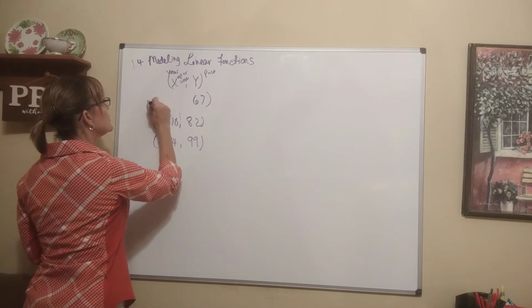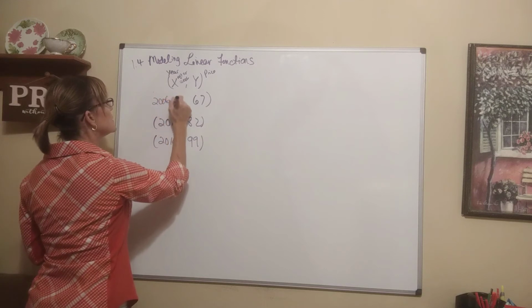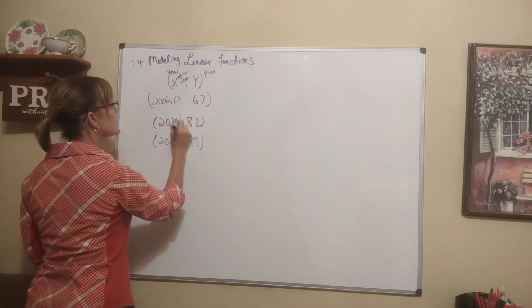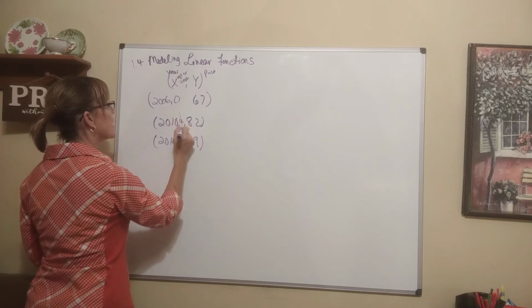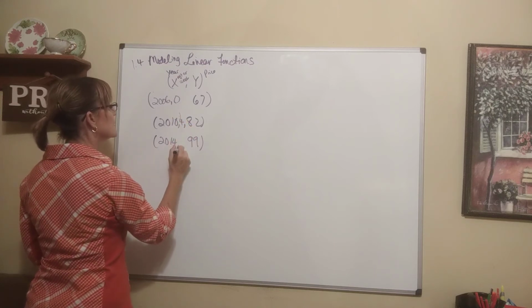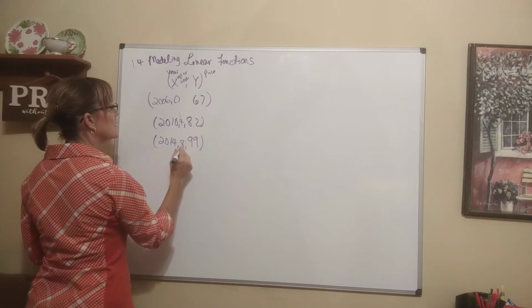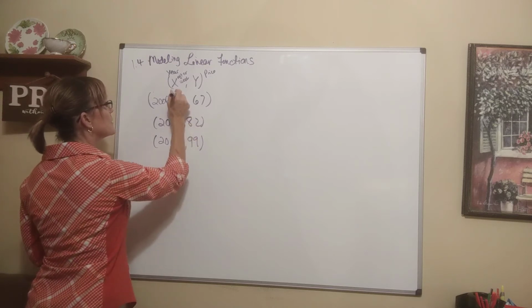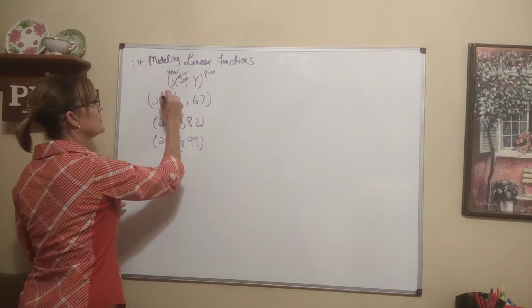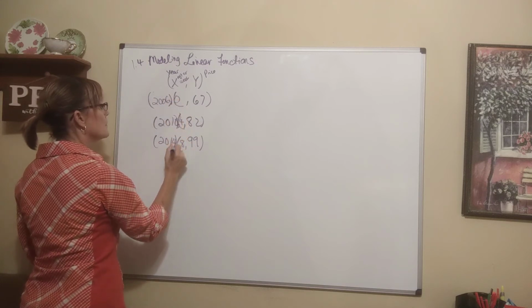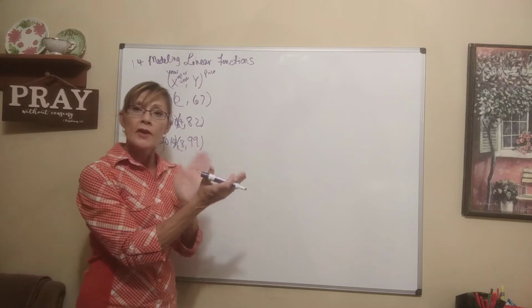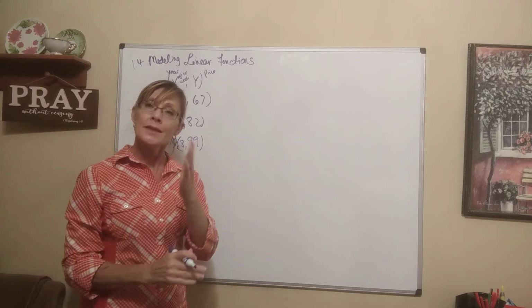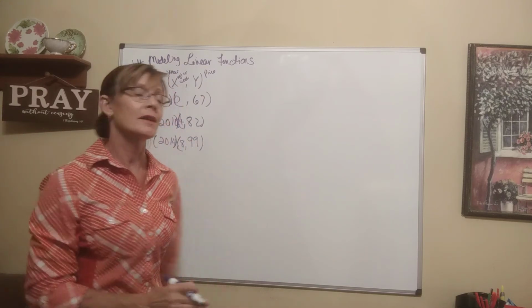So let me just say 2006 is year 0. So this is going to be year 4 because this is 4 years after. 2014 is going to be year 8. So these are the points really: 0, 67, 8, 99, 4, 82. So we could draw another graph and see if they lined up linear. I think they will. We're going to go ahead and model it with the linear model.